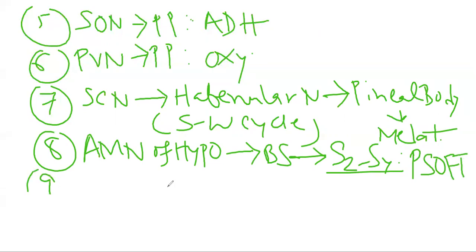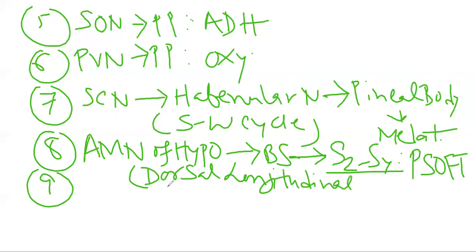The ninth important one is known as the dorsal longitudinal fasciculus, which is not to be confused with the medial longitudinal fasciculus, which is present between the 6th cranial nerve nuclei and the 3rd cranial nerve nuclei. Palsy of the medial longitudinal fasciculus will lead to internuclear ophthalmoplegia and also one-and-a-half syndrome, which will be discussed later. The dorsal longitudinal fasciculus is the pathway of the posterior parasympathetic outflow tract.